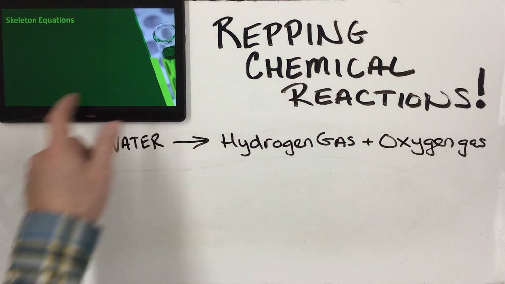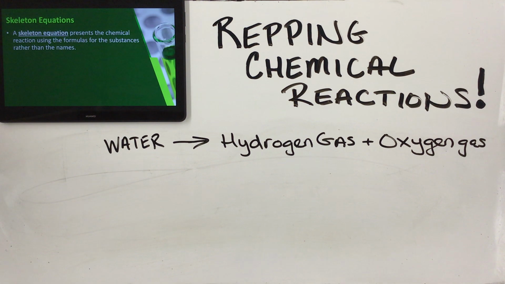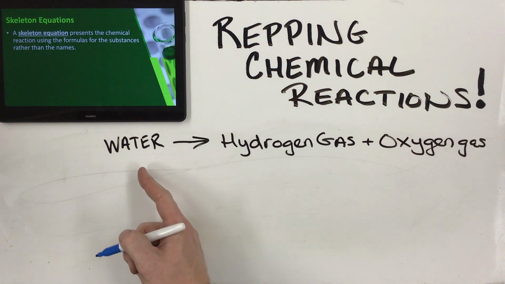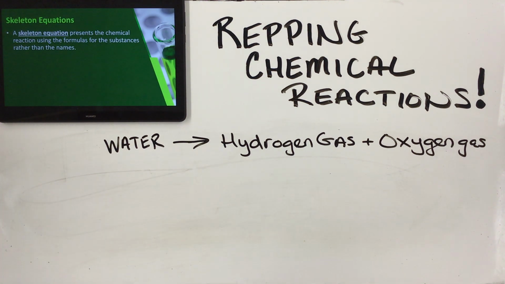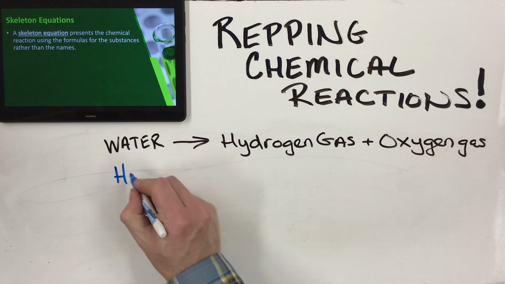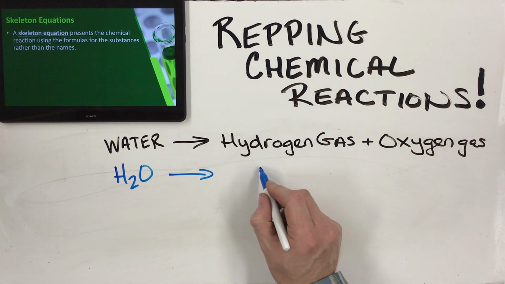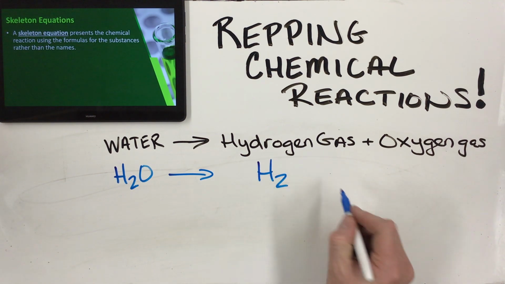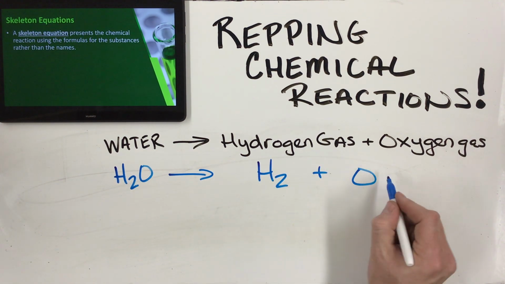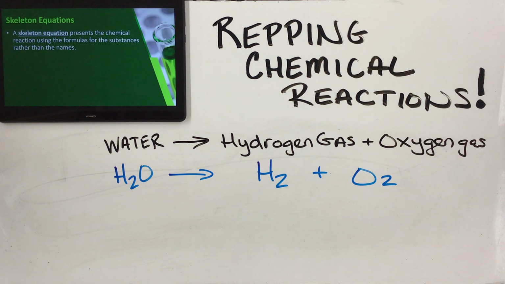Now, from our word equation, we can derive a skeleton equation. All a skeleton equation does is take each of these names and change it into its formula. So for water, we would have H2O. Hydrogen gas we know is diatomic, and so is oxygen gas. So there is our skeleton equation. Word equation in black, skeleton equation in blue.